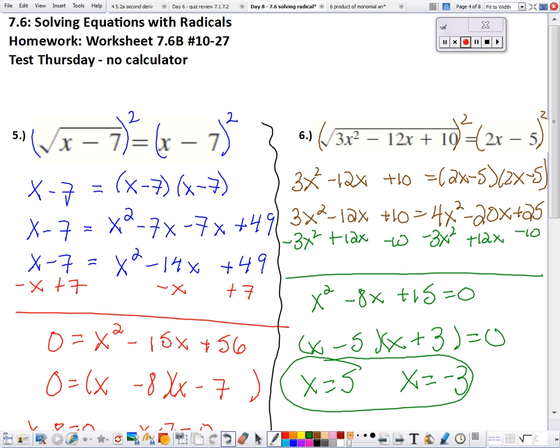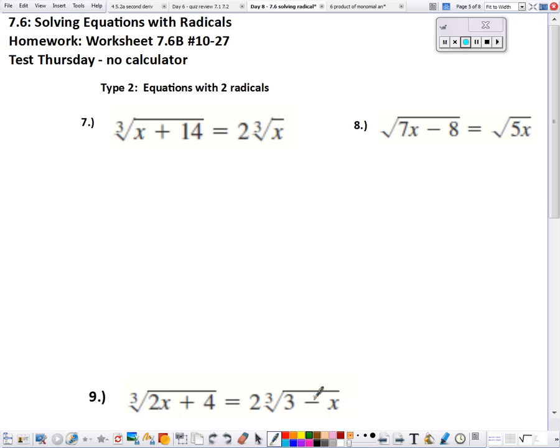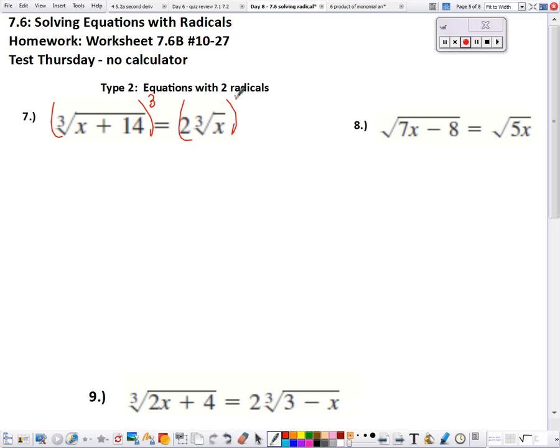So that was one type of solving. Now the second type is when we have two radicals. So starting here with number 7, because they're both a third root, I can take both sides to the power of 3. But remember, this power has to go to the 2 as well, so that's 8 times x.